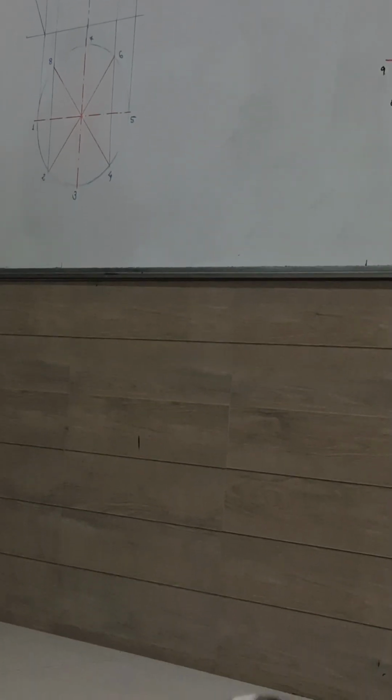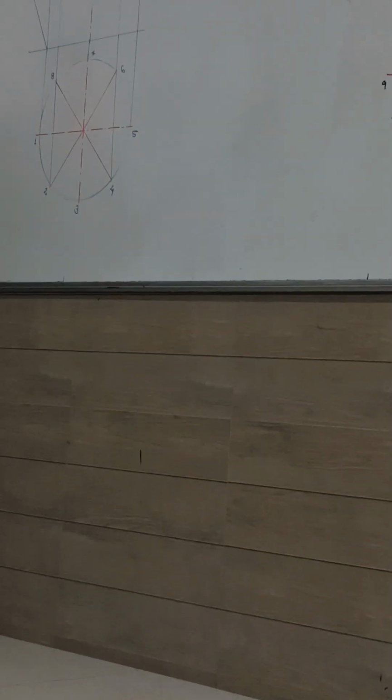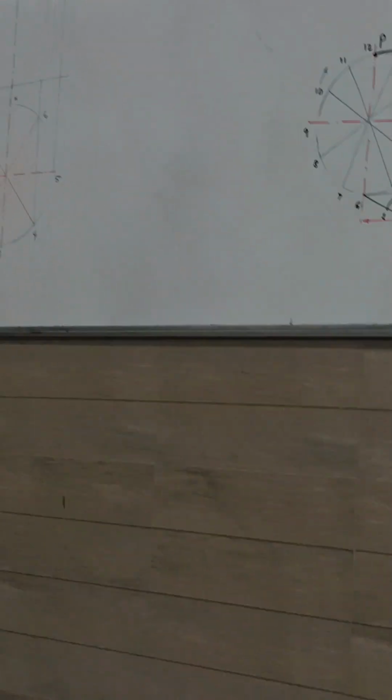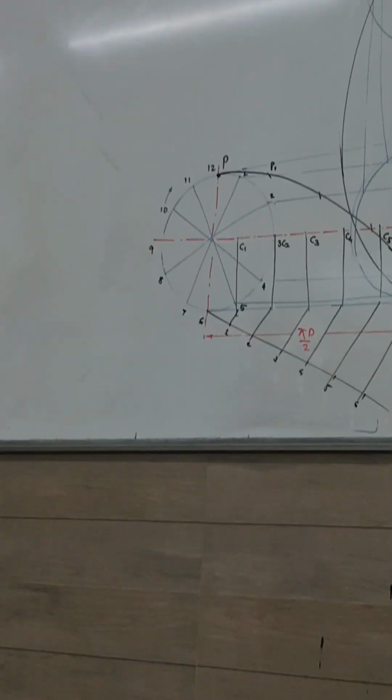0.75 means 0.75 mm, so 7.5 mm. So it is not possible to take 7.5 mm. We can take 7 mm or we can take 8 mm. We cannot take 7.5 mm. Okay.